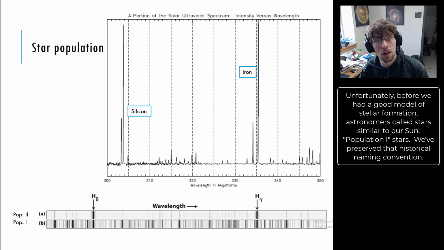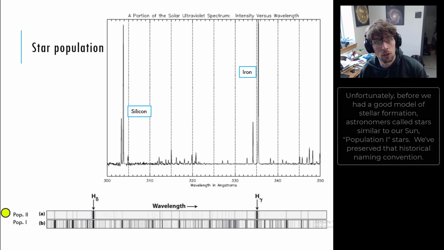It is a star that is formed from a clean cloud of gas. We generally think of these as being older stars, stars that have been around longer than population 1 stars. They have not been contaminated, population 2.